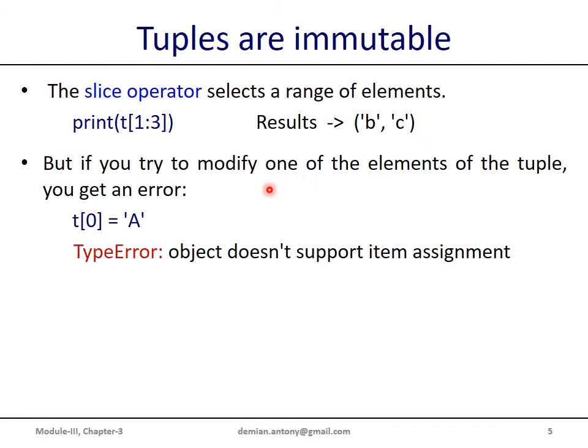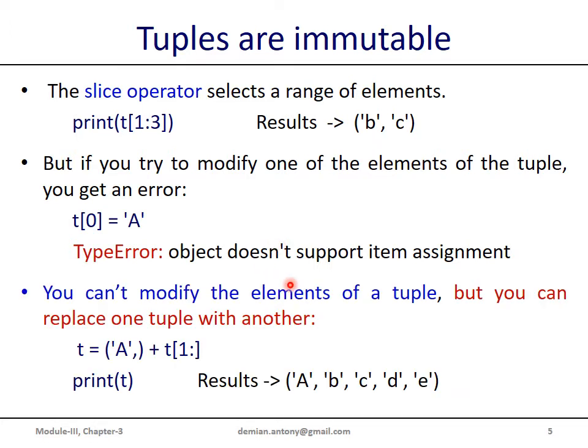If you try to modify one of the elements of a tuple, you will get an error with the message: object doesn't support item assignment. This is because tuples are immutable. At any point of time, we are not allowed to modify the individual elements of a tuple.